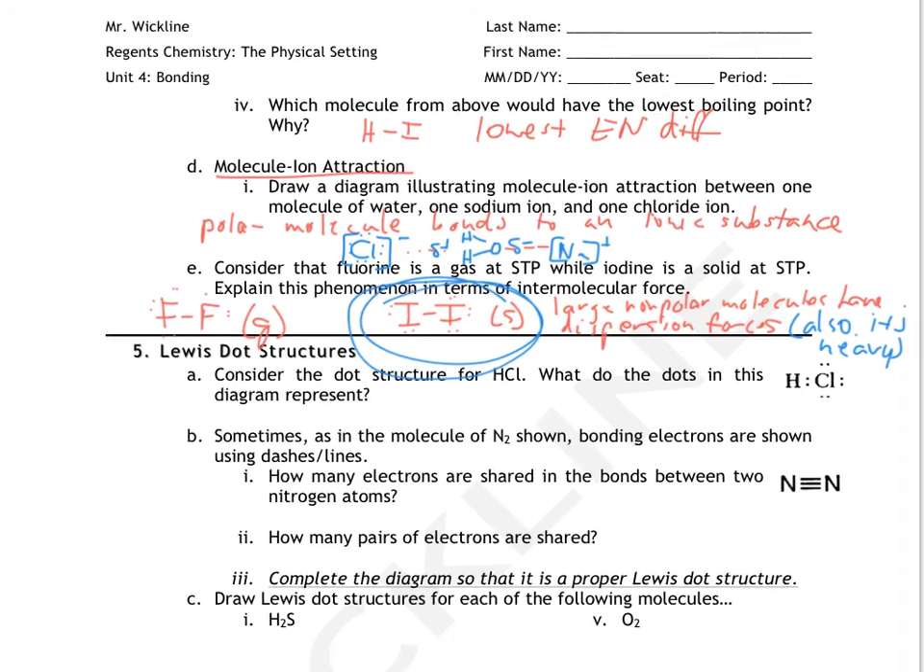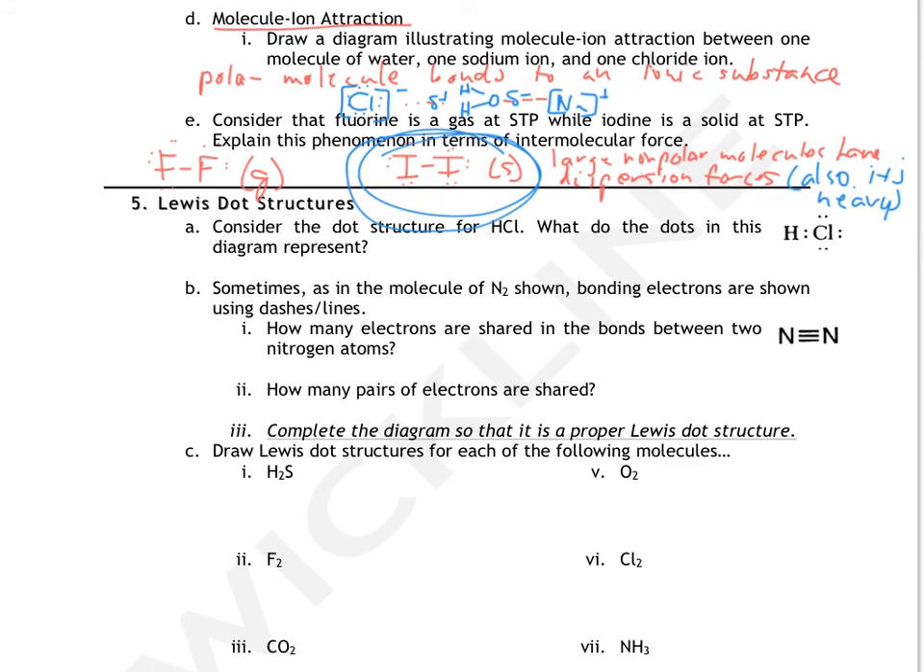So consider the molecule for HCl. What do the dots in this diagram represent? It would be valence electrons only. And sometimes when we draw these dot structures for certain molecules, such as N2, you'll see that you have multiple bonds between the atoms in the molecule.